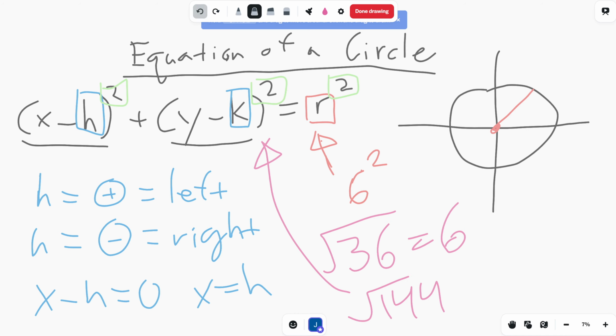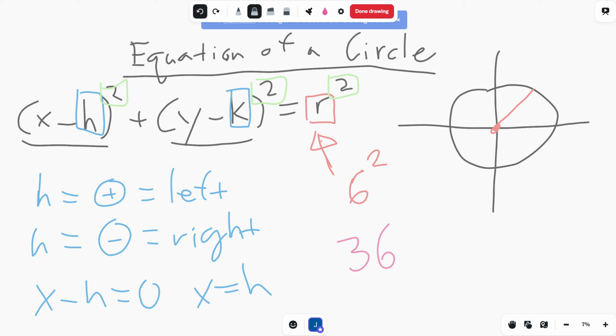So if you're given a number and it's not represented and broken down, such as this, then note that you must take the square root of it to find the radius, or square it to just find the basis of the equation of what it actually equals.